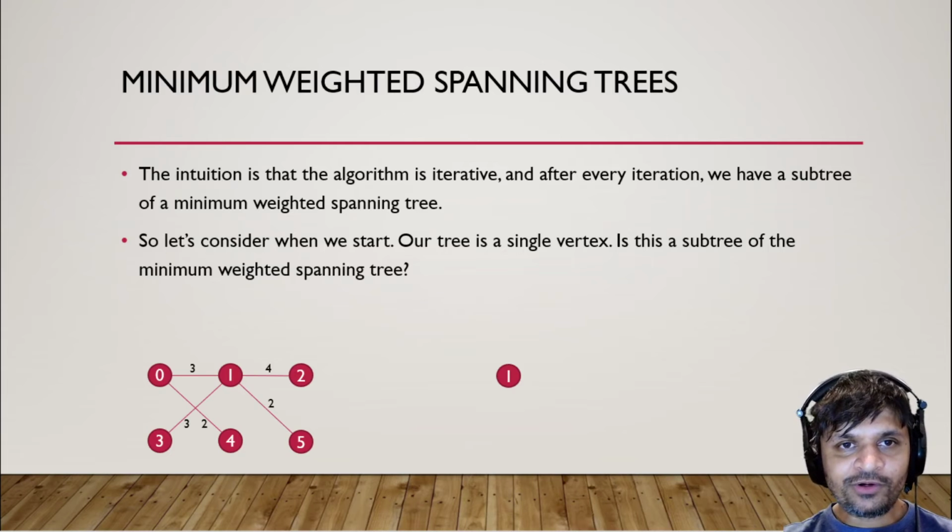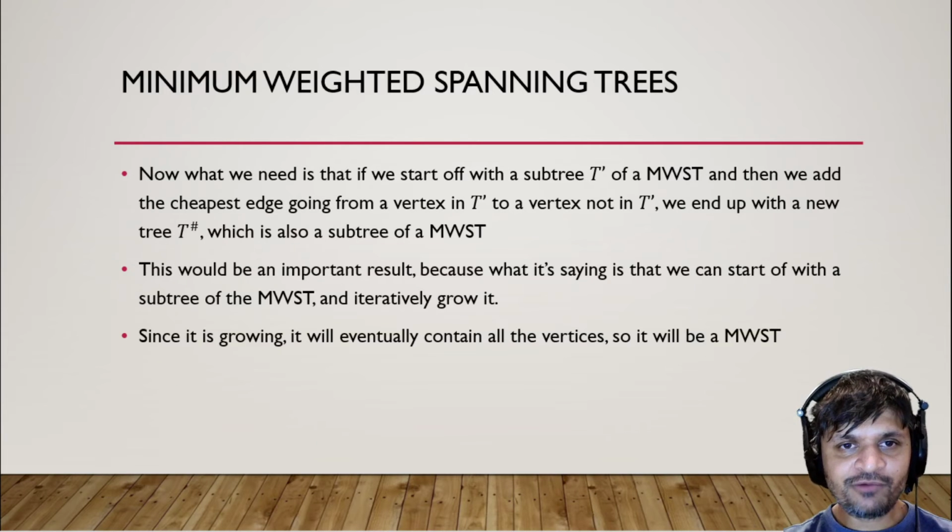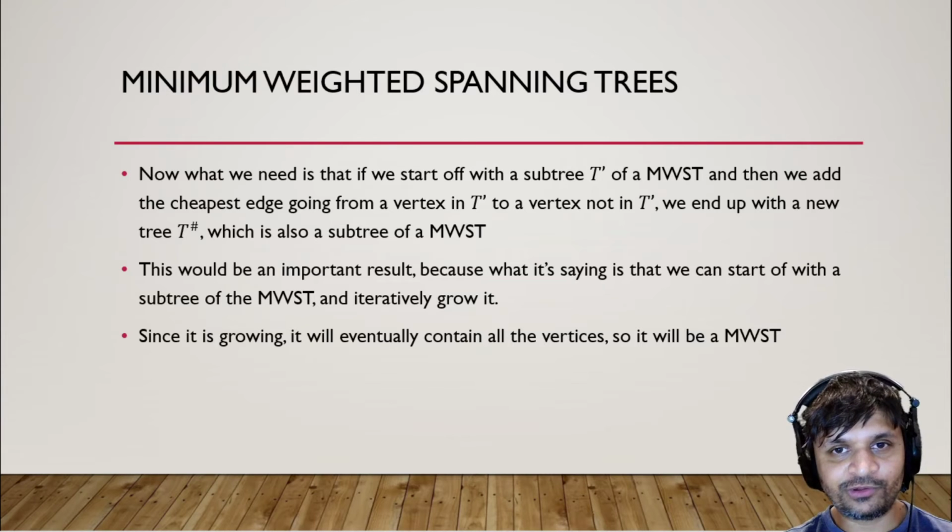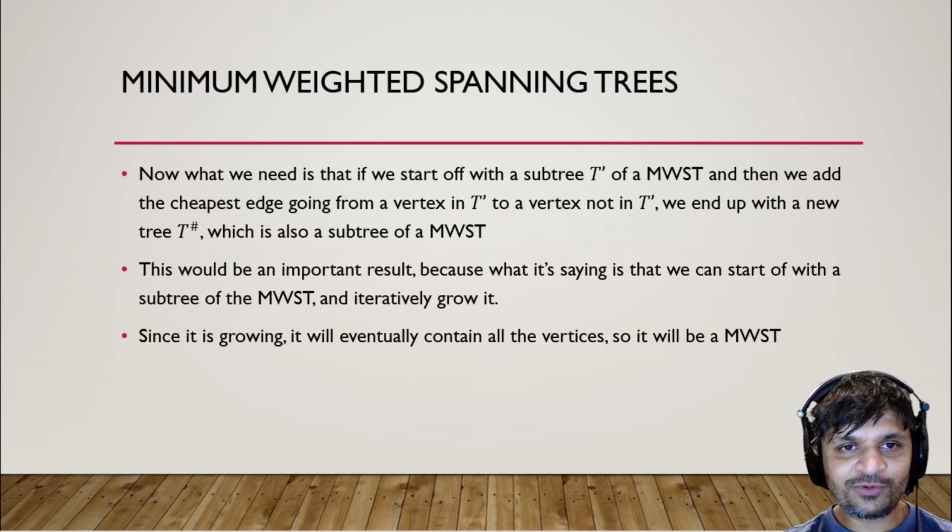So that means what we're trying to prove is that if we start off with a subtree T prime of a minimum weighted spanning tree, which we'll call T, and then we add the cheapest edge going from a vertex in T prime to a vertex not in T prime, then we end up with a new tree, T hash, which is also a subtree of a minimum weighted spanning tree.